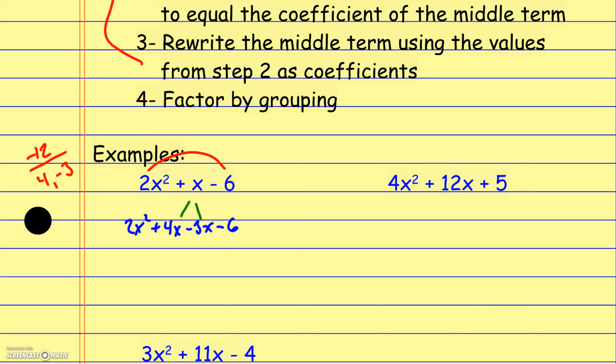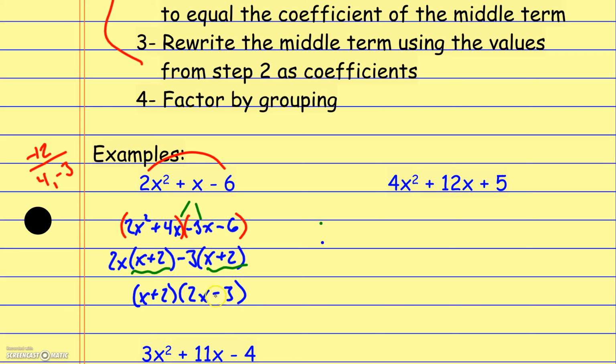Now I can do factor by grouping. Now I can put them in groups of 2. So I group these 2 together, I group these 2 together. Out of the first group, I can factor out a 2x, which leaves me with an x plus 2. Out of the second group, I can factor out a -3, which leaves me with an x plus 2. And now I see these 2 polynomials that we have in common. So my 2 factors are the x plus 2, and then when I factor that out, I'm left with a 2x minus 3, all right?